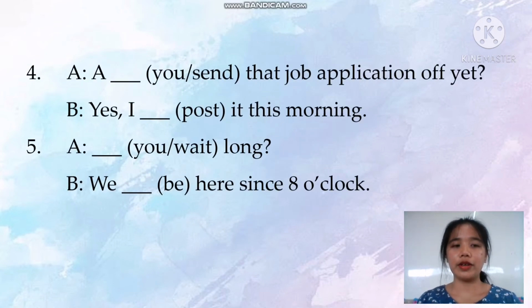Okay. For number 4, A. A blank that job applications of yet. B. Yes, I blanked it this morning. A. Blank long. B. We blank here since 8 o'clock. Okay, so that is for activity 1.